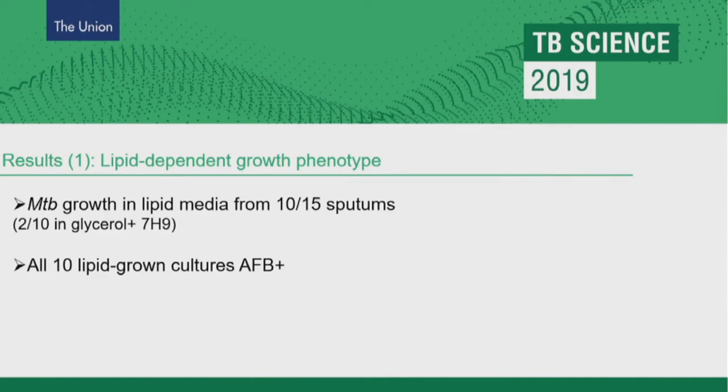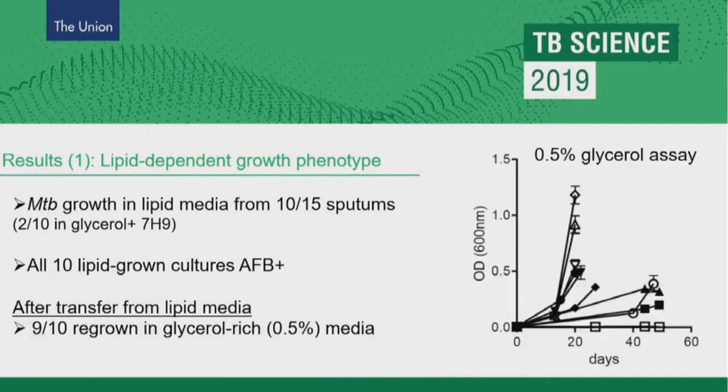So interestingly, 10 of these 15 samples that were not able to grow before on LJ were able to grow in this lipid media. And 2 of these 10 also grew in glycerol 7H9. All of these 10 lipid-grown cultures were AFB positive. And while only 2 of these samples directly from sputum grew in glycerol, after their initial growth in the lipid media, 9 of these 10 could grow again. So they could revert to the utilization of glycerol, which is shown here.